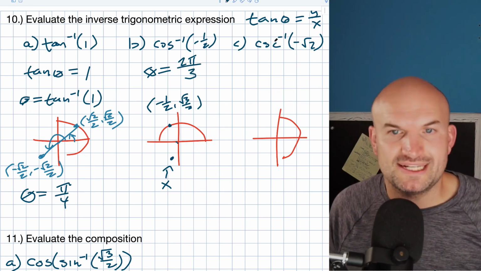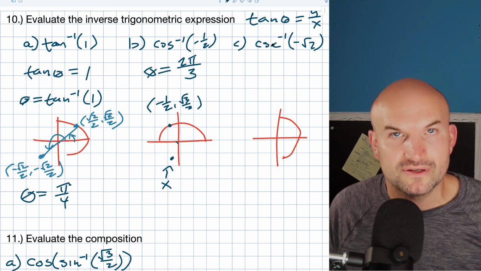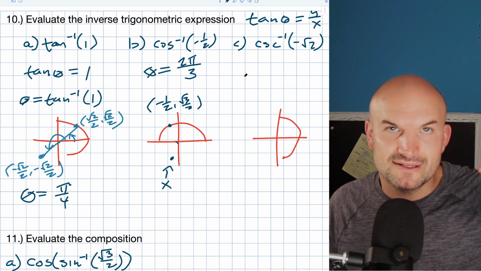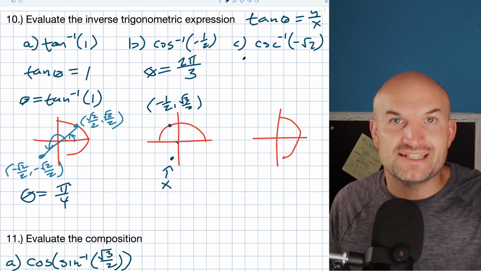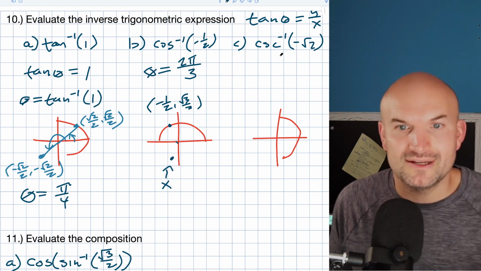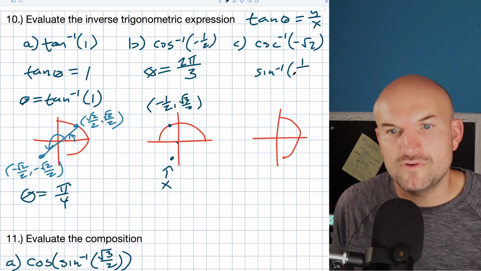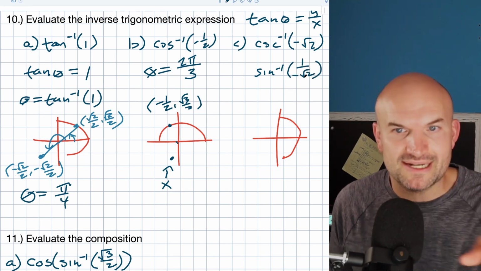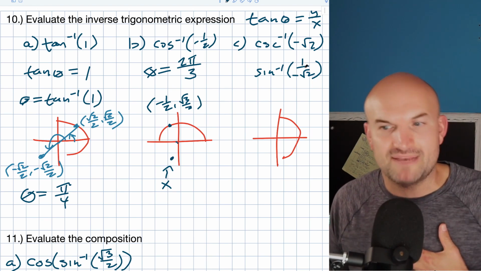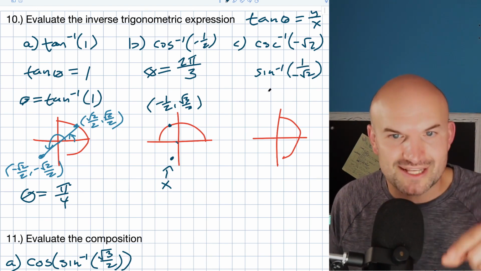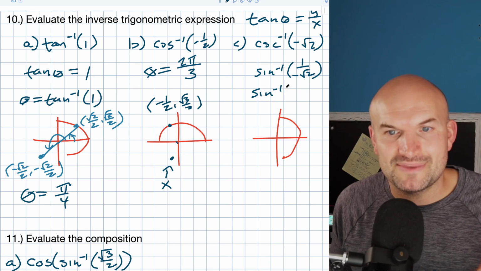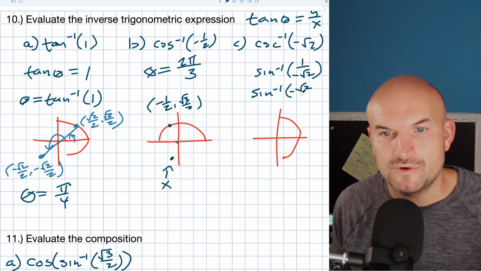What about this example? In this example, we have cosecant inverse of negative 1 over a negative square root of 2. Well, remember, guys, cosecant is 1 over y. That means sine is y over 1. So what you can do here is rewrite this as 1 over negative square root of 2. Now, this might not make any sense to you. But if you rationalize the denominator, that's the same thing as negative square root of 2 over 2.